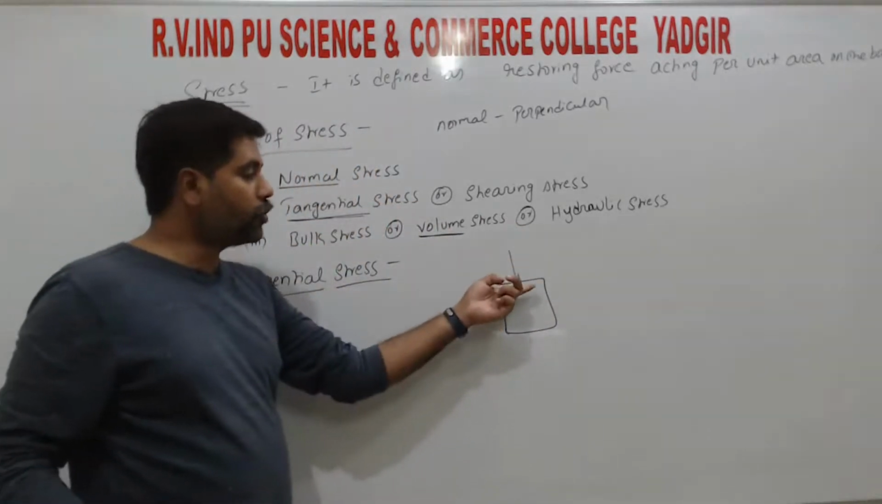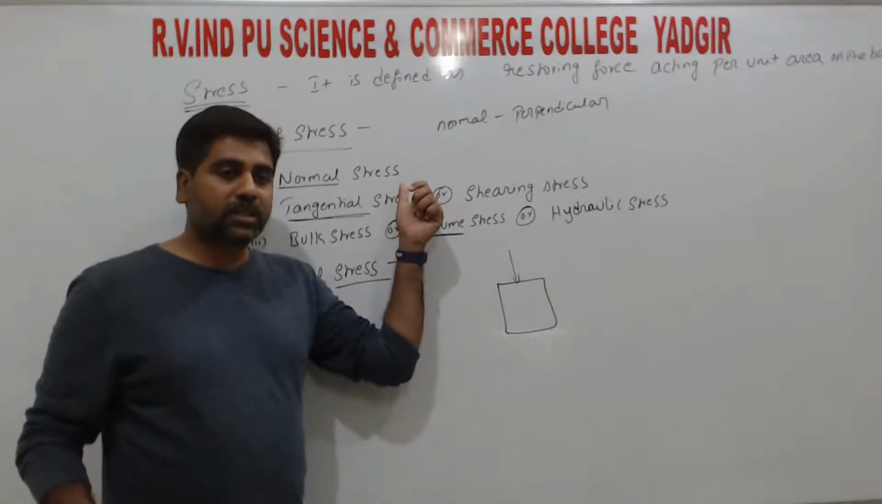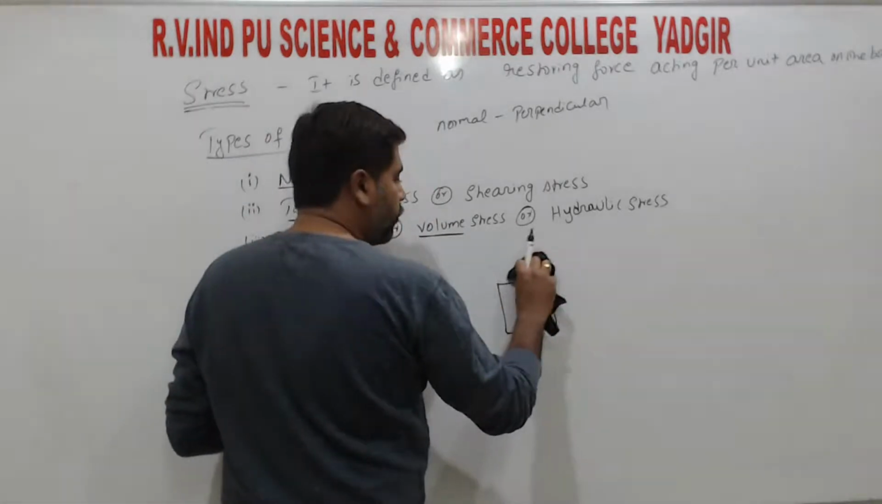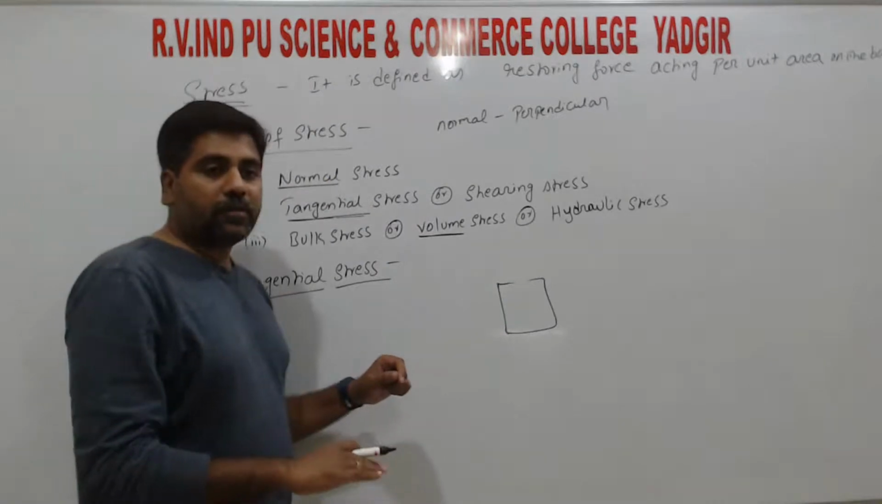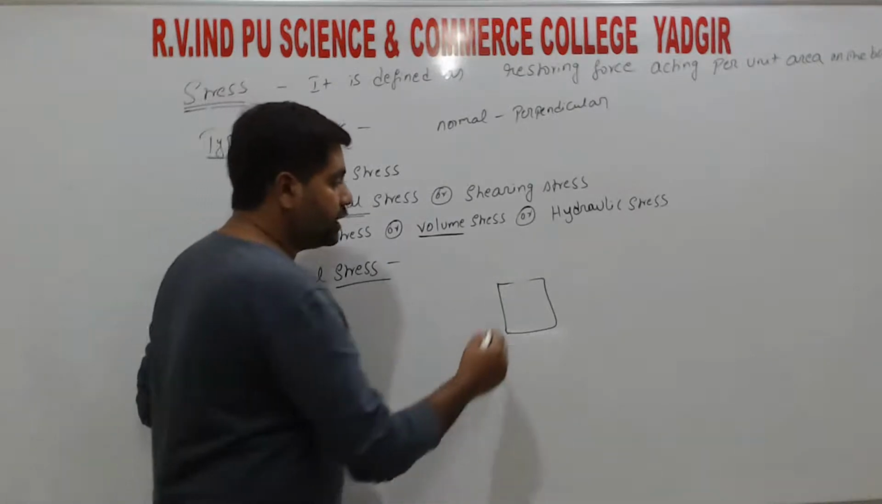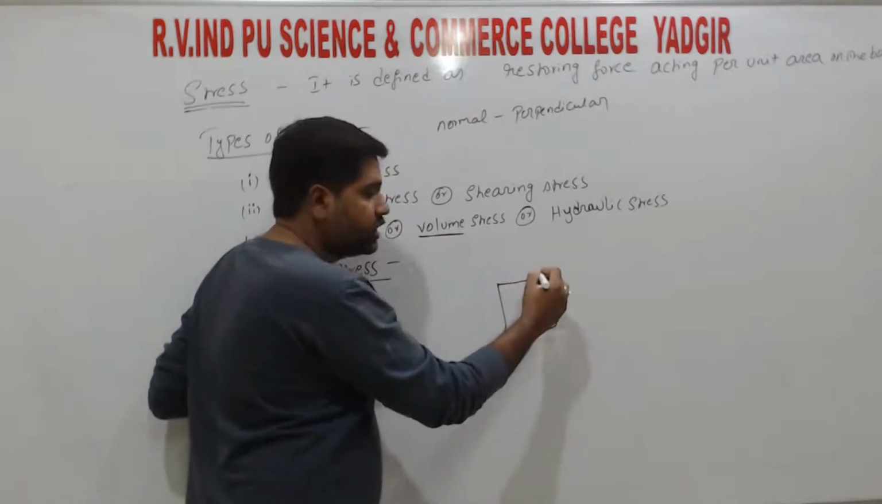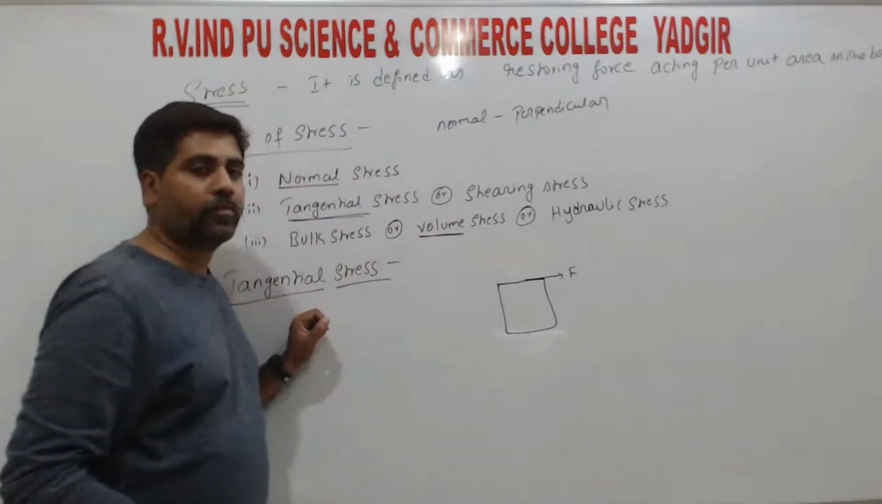So the perpendicular force which is acting onto this area becomes the normal stress. Now we are discussing the tangential stress, right. So the force which is acting tangent to the surface area, right. If there is this surface area, then tangent to this surface area is like this, right.